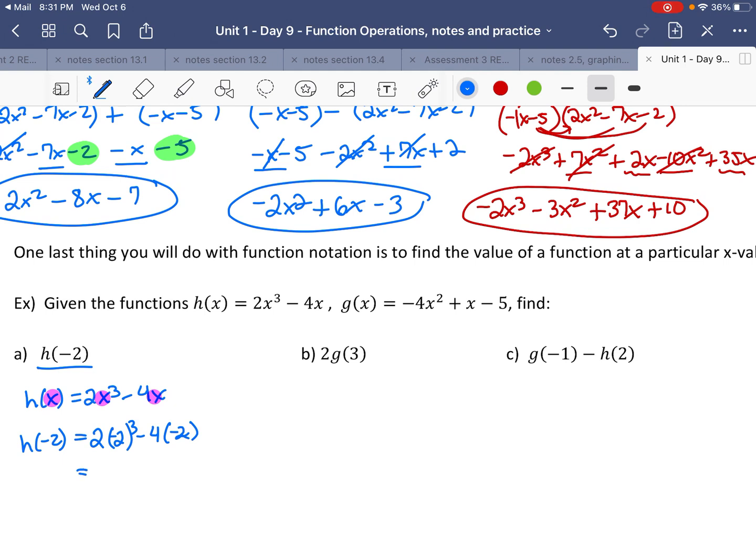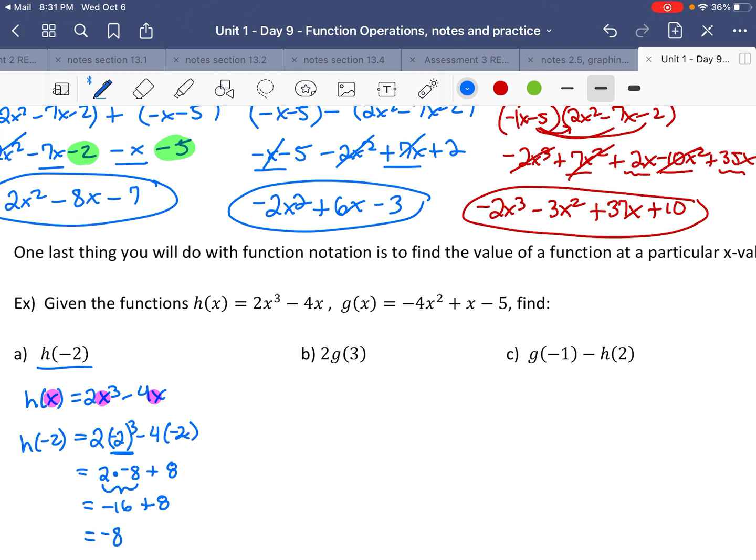Now we do order of operations. Remember PEMDAS, I have to do this part first. So negative 2 to the third is negative 2 times negative 2 times negative 2, so it's negative 8. So I have 2 times negative 8. And then back here, I can go ahead and do negative 4 times negative 2 and get plus 8. I still have to finish this. So I get negative 16 plus 8. And so finally, negative 16 plus 8 is negative 8.